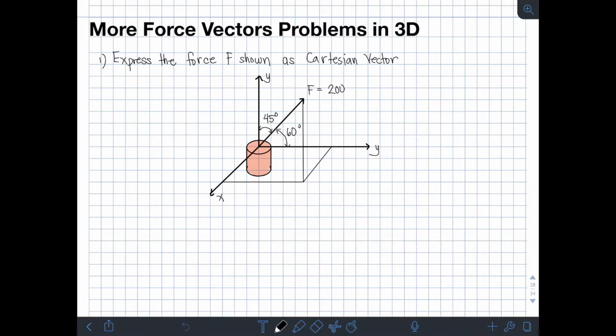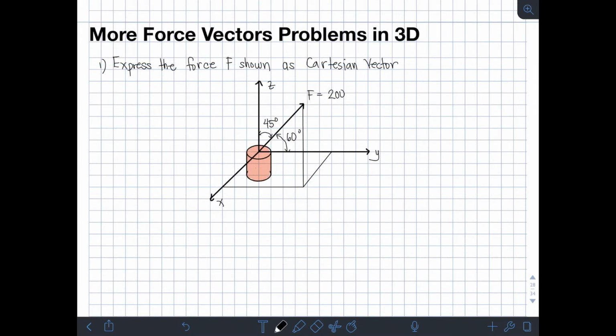Okay? Kasi as we all know, in engineering disciplines, either in engineering mathematics and engineering sciences, foundation is the key. So magsasolve tayo ng sets of questions. So let's have the first problem. Express the force F shown as Cartesian vector.